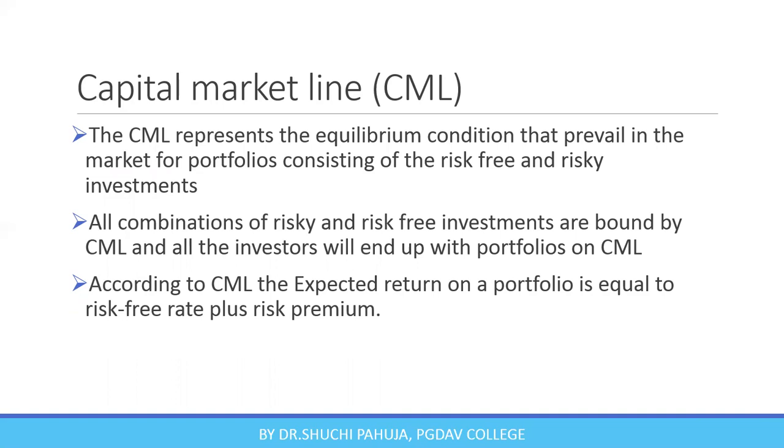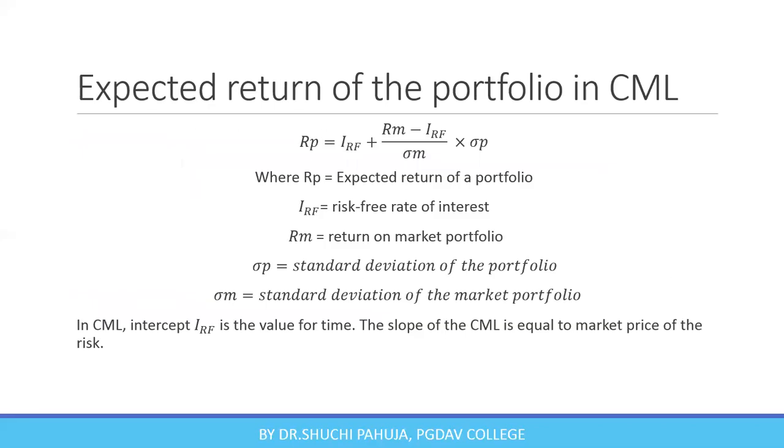As per CML, the expected return of the portfolio is equal to the risk-free rate plus risk premium. Now see how this is done. The expected return of the portfolio as per CML, this is known as the mathematical expression of the capital market line or the CML equation. Expected return of the portfolio is IRF plus (RM minus IRF) divided by standard deviation of the market portfolio, into standard deviation of the current portfolio.